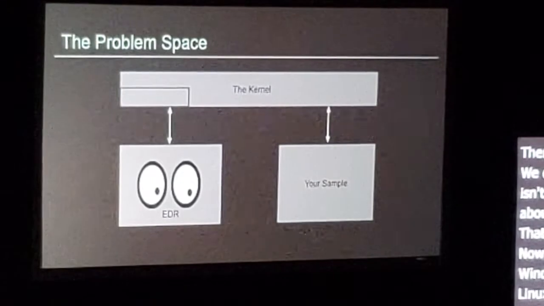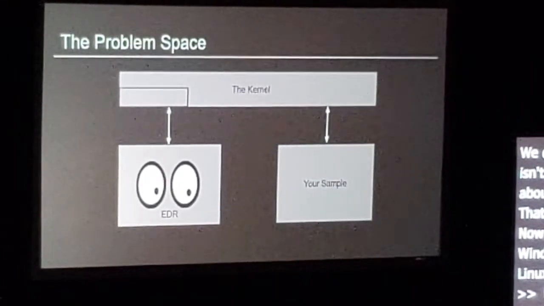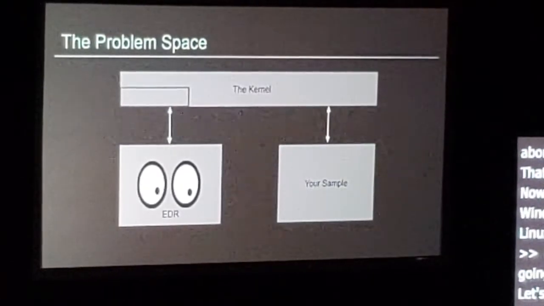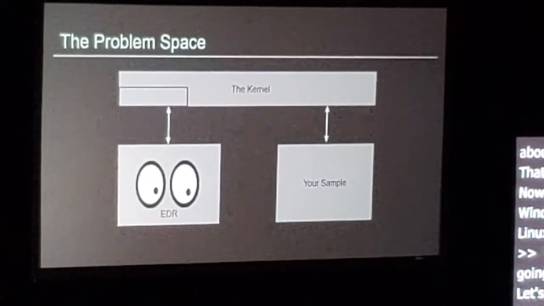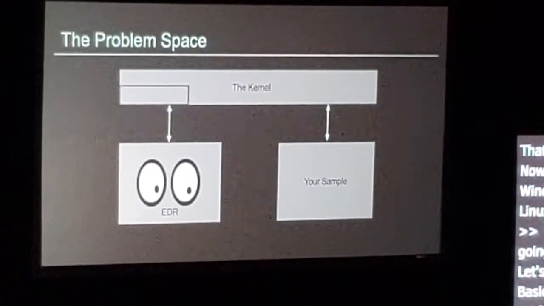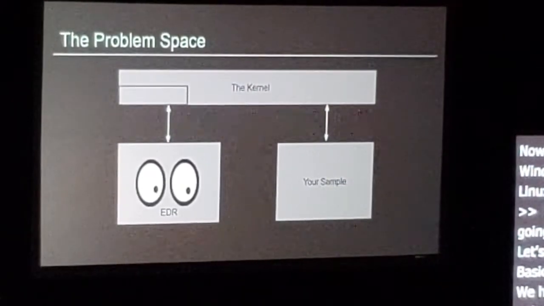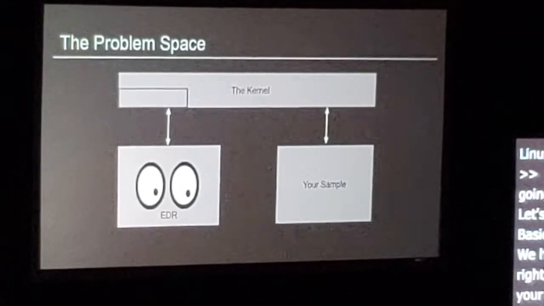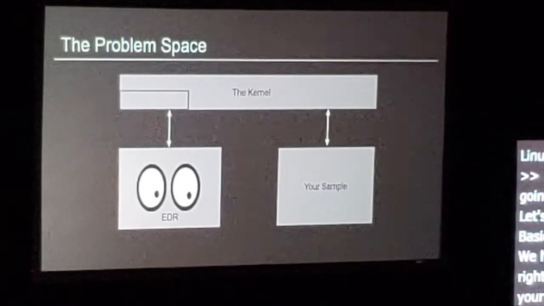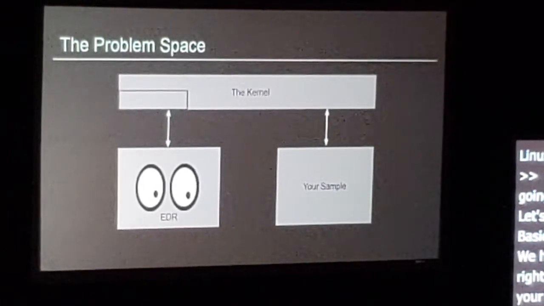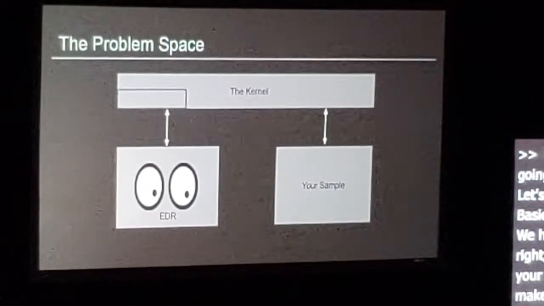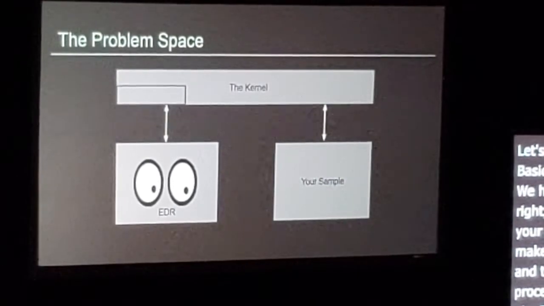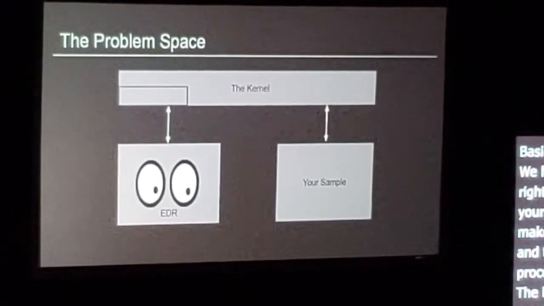So let's talk about the problem space. Let's introduce our players here. We have the kernel, we have the EDR, and on the right we have your sample. The EDR is looking at your sample, and that's bad. That's what makes it your sample and not your payload. The EDR and your sample are actually peers: we're both running as privileged processes, and the EDR has some hooks into kernel space to help it do its job. That's what the rectangle just above the eyeballs is. The eyeballs are obviously the EDR.